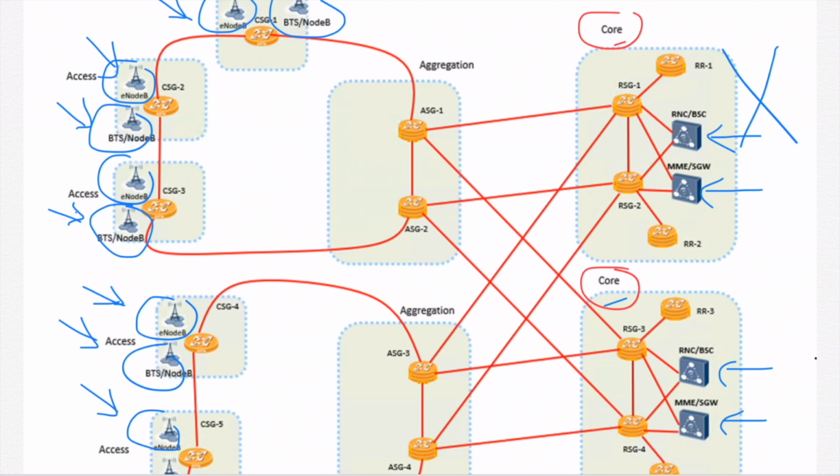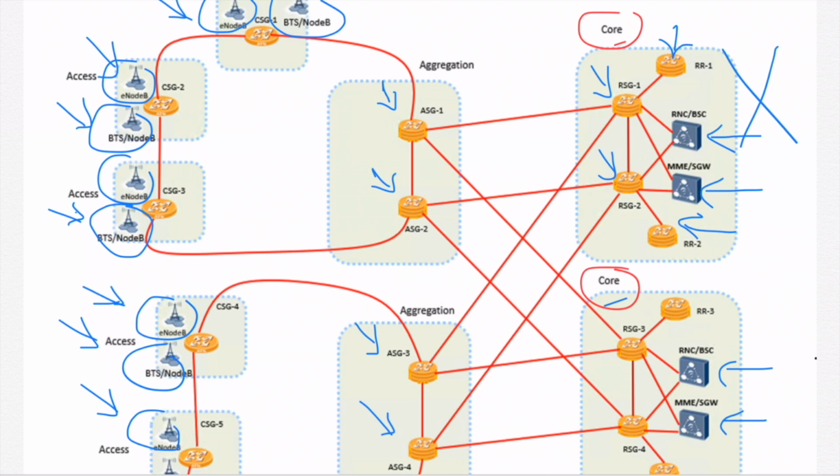We can also see that we have multiple nodes. We can have 2 RSG nodes per core site. This is for more redundancy, and we can also find that in the aggregation layer of each core we have 2 ASG nodes, and in each core site we have 2 route reflectors. For the first core site we have RR1 and RR2. RR1 and RR2 are responsible for establishing the required BGP peering with the RSG nodes and the ASG nodes.